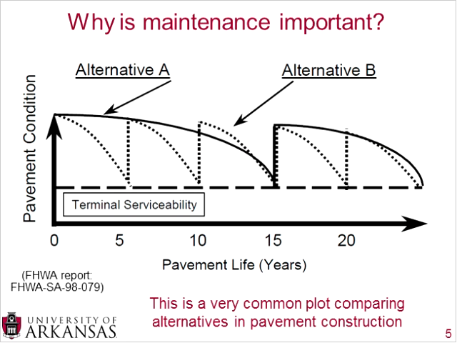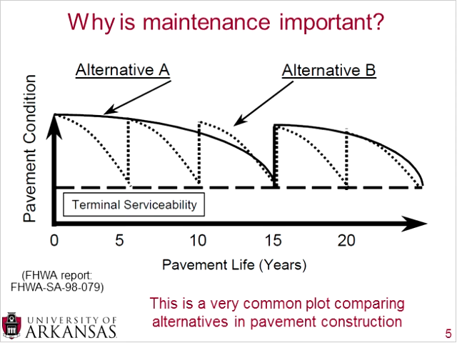So we need to ask the question, why is maintenance important? And this graph is a very common graph shown in a lot of presentations, and it's from the FHWA, the Federal Highway Administration report, SA 98-079. And what we have here is the pavement condition on the y-axis versus the pavement life in years on the x-axis. And you can see here two alternatives that are offered. And this can be Portland cement concrete versus hot mix asphalt. They can be two different types of maintenance procedures for Portland cement concrete.